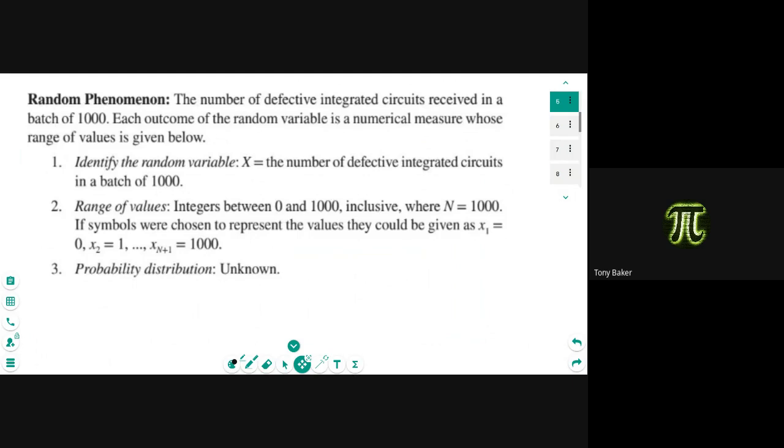So the number of defective integrated circuits would be anything from 0 to 1,000. Notice how, unlike the last one where they listed out 1, 2, 3, 4, 5, 6, this one they're just describing it in words. That's a completely okay way to do it. You don't necessarily have to say x1 equals 0, x2, and so on, but the actual integers between 0 and 1,000 inclusively, that's completely acceptable.